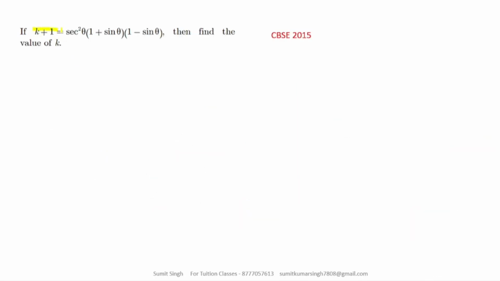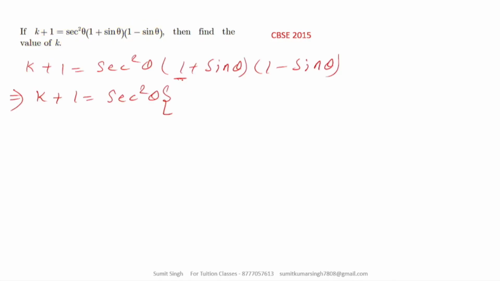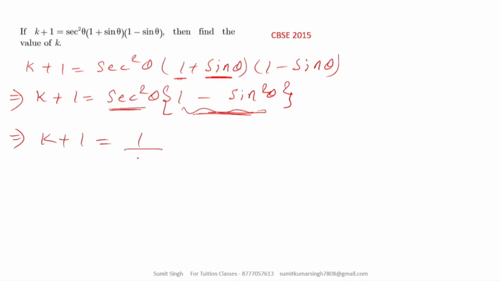In this question we have k plus 1 equal to this expression, and we have to find the value of k. If we assume 1 as a and sin theta as b, then it becomes (a plus b) into (a minus b). We can use the formula a square minus b square, which equals 1 minus sin square theta. One more thing, we know that sec square theta is equal to 1 by cos square theta.